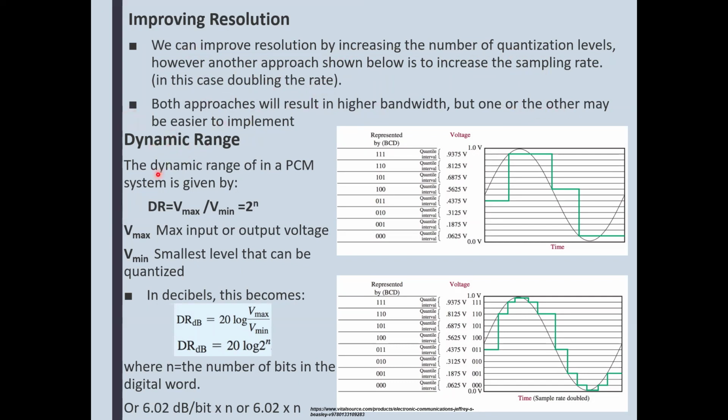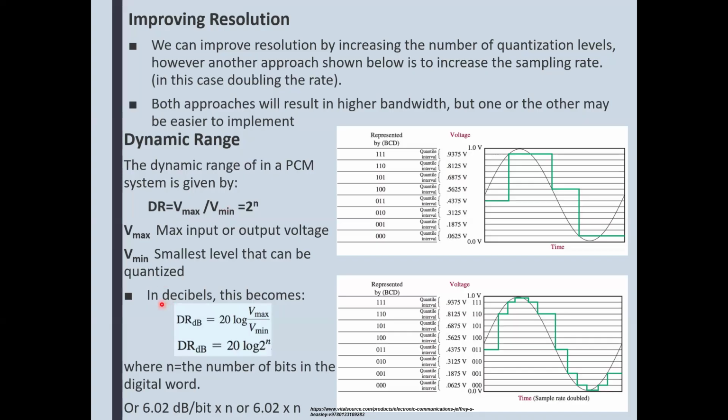Dynamic range. The dynamic range in a pulse code modulation system equals the maximum voltage divided by the minimum voltage. As I say, maximum input or output voltage, and the smallest level here, voltage minimum, the smallest level that can be quantized. Here's the formula.